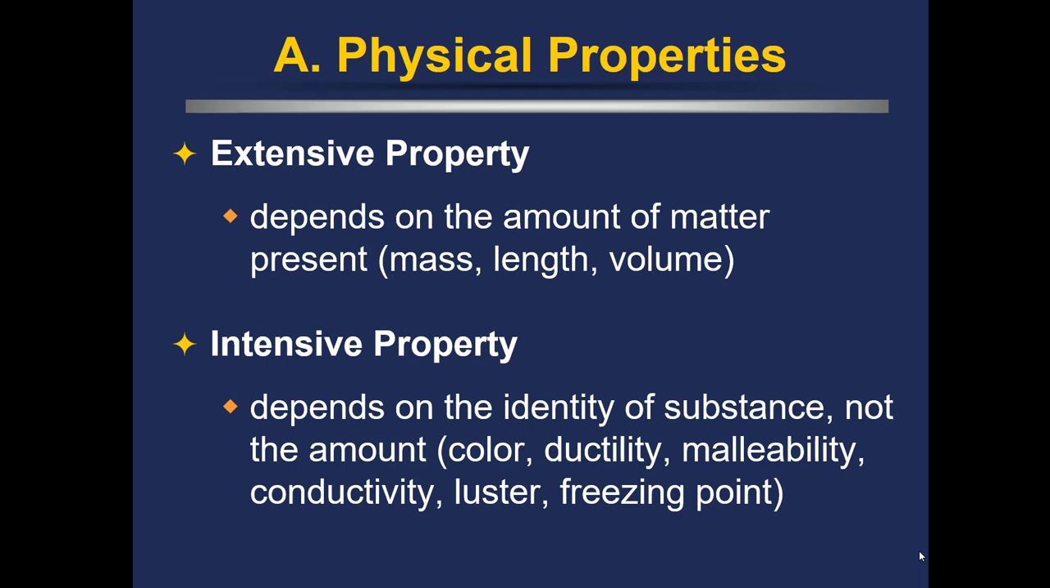ductility. Ductility is the ability of a metal to be pulled into a wire. Malleability. This is also another metal property. So it's the ability of a metal to be pounded out to a thin sheet or to be pounded to a different shape. Conductivity. So being able to conduct an electrical current. Luster is another metal property, and it just means shiny.